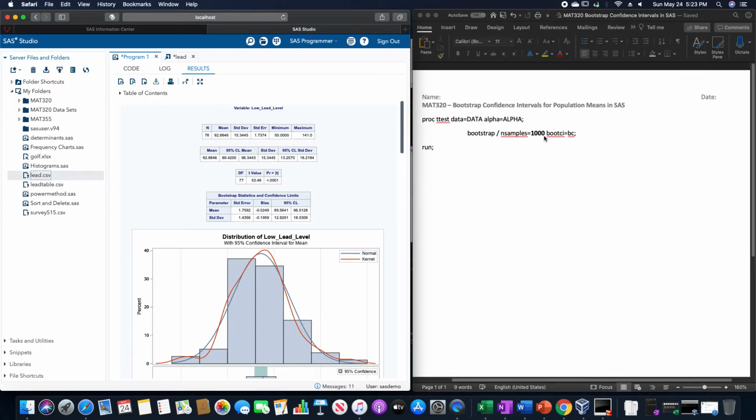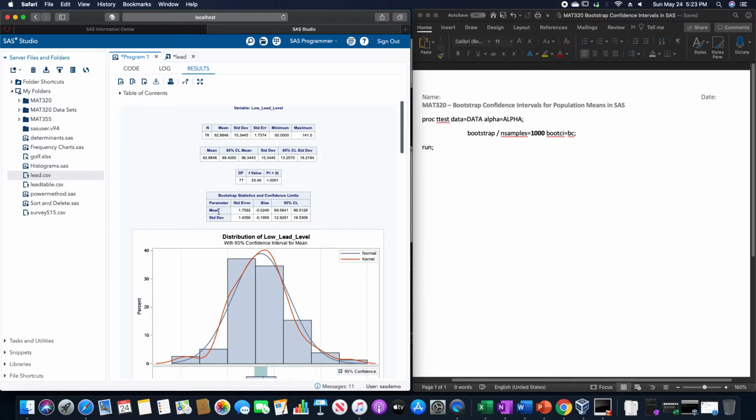And here we go. Okay. So it gives us the mean, standard deviation, standard error, and so on and so forth. It gives us the confidence interval for the mean between 89 and 96, along with the 95% confidence level for the standard deviation as well. So it's both of these. The specific bootstrap ones are right down here.